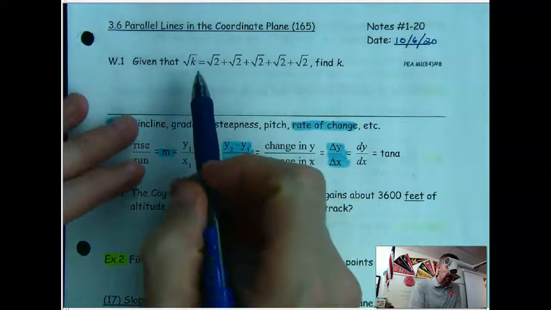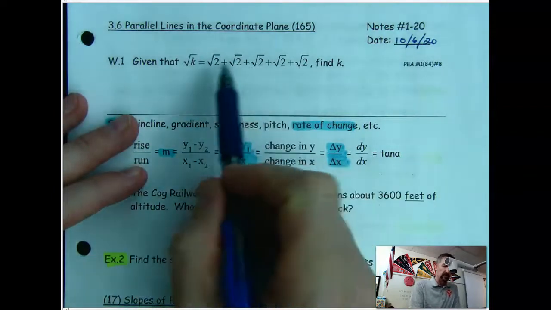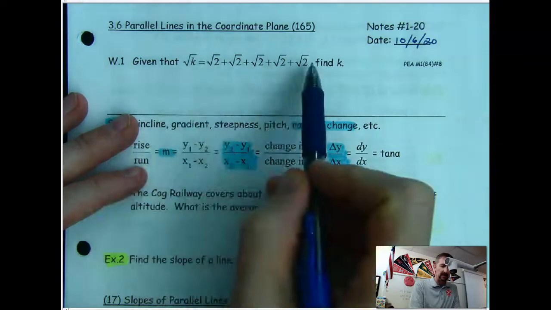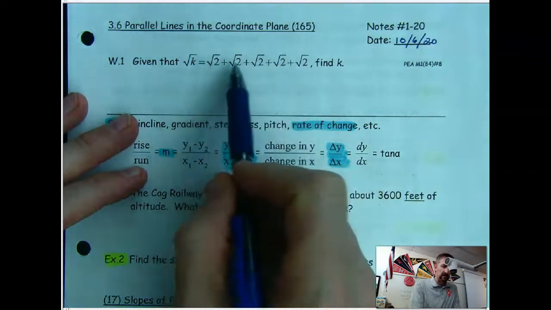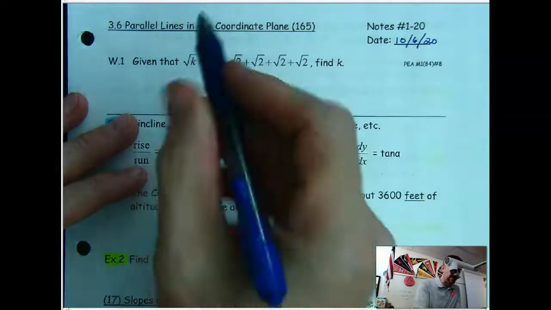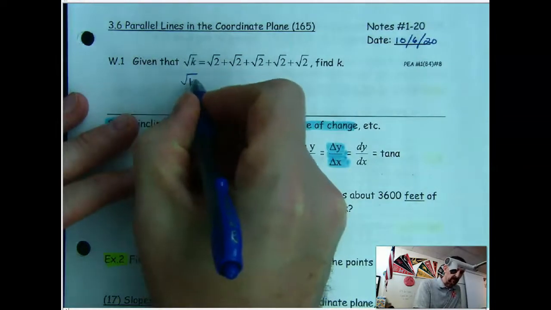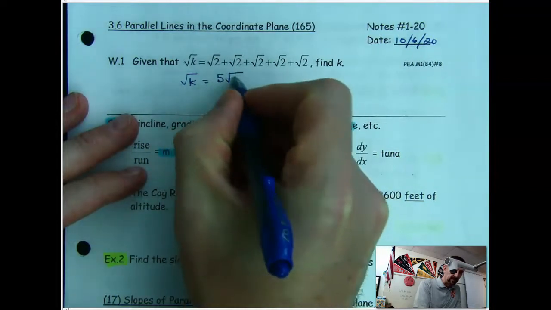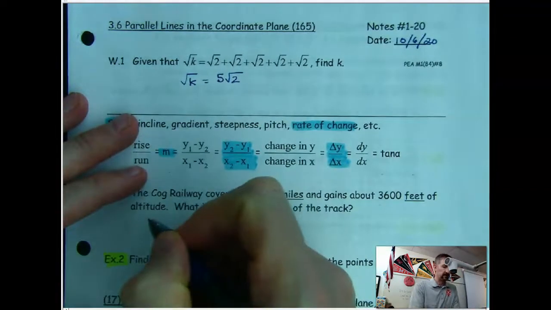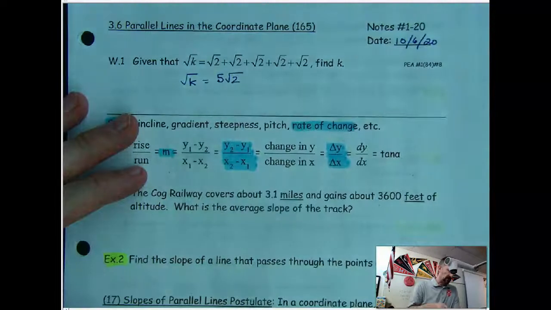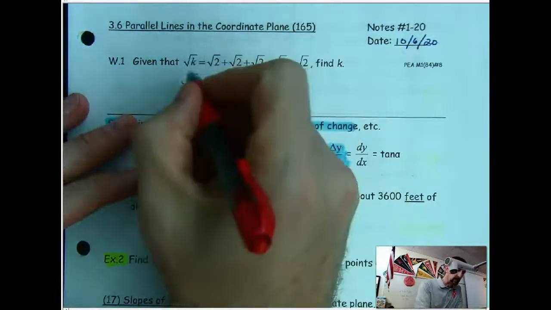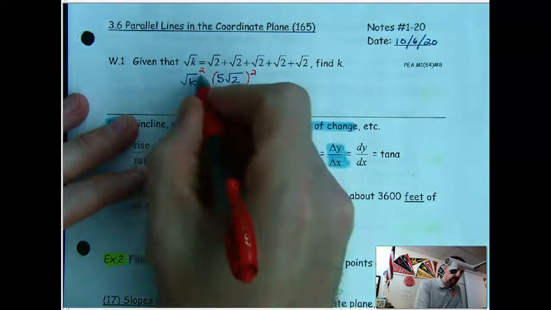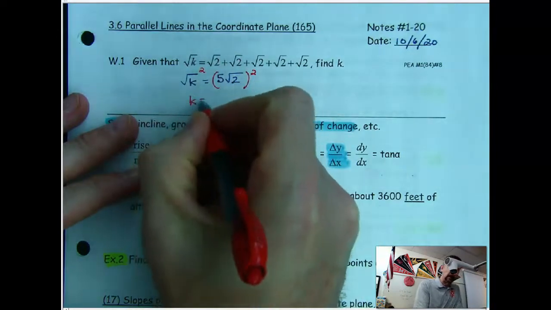Okay, so when we are adding square roots, if they're the same number inside, we can add those together. And 1, 2, 3, 4, 5, so we have 5 of those. So the square root of k is going to equal 5 times the square root of 2. Then we're going to square both sides. We're trying to solve for k. So when we square that, that's going to be k here.